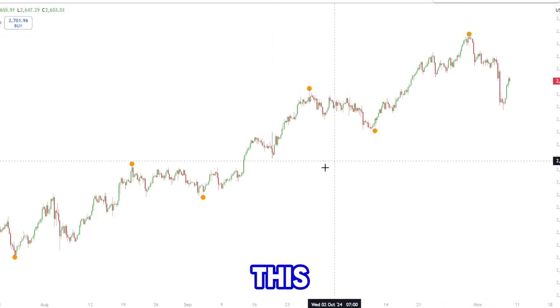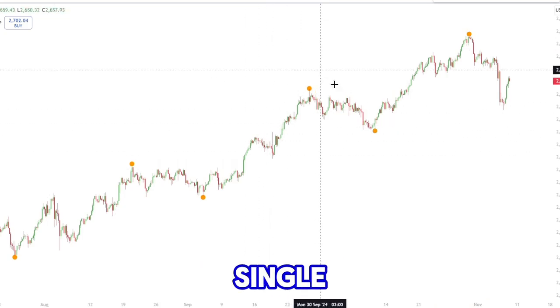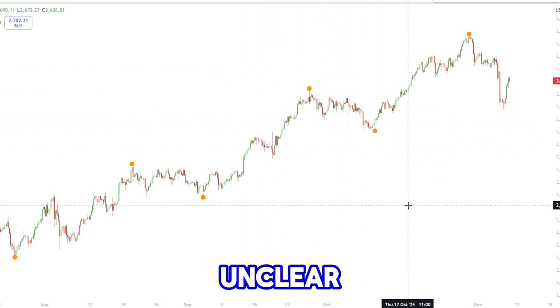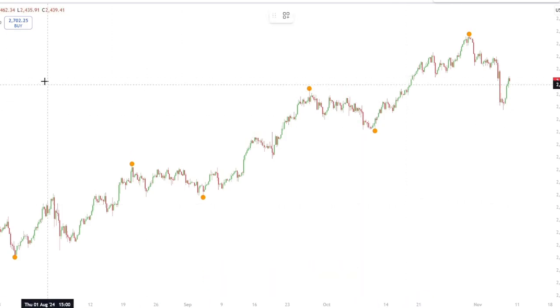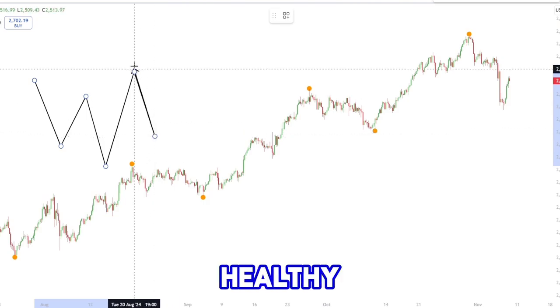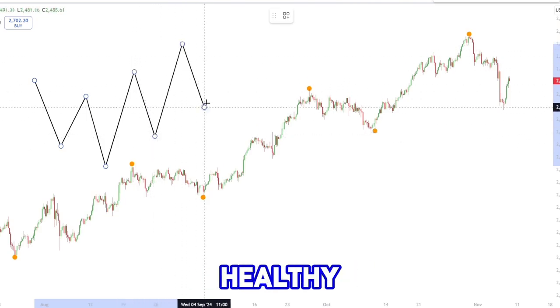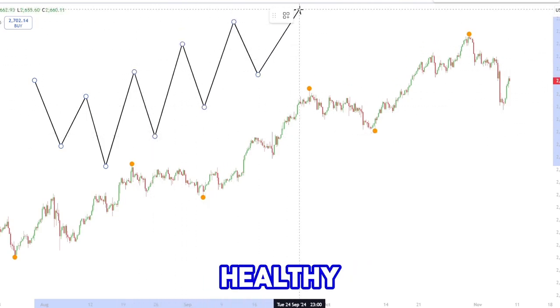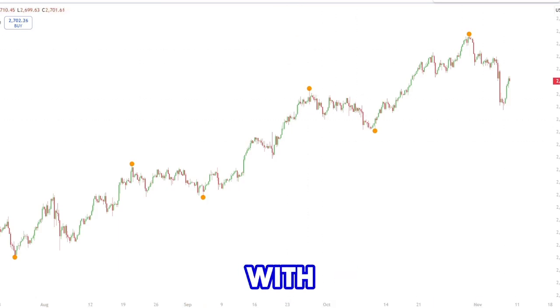Now see how I've done this. I'm not marking out every single high and every single low. That's unclear, and it's also not the correct way to understand structure. Structure, just like the diagram suggests, you want to be seeing structure do this, right? You want to be seeing healthy corrections followed by bigger pullbacks. Healthy corrections followed by pullbacks. And it's the same thing with this market.